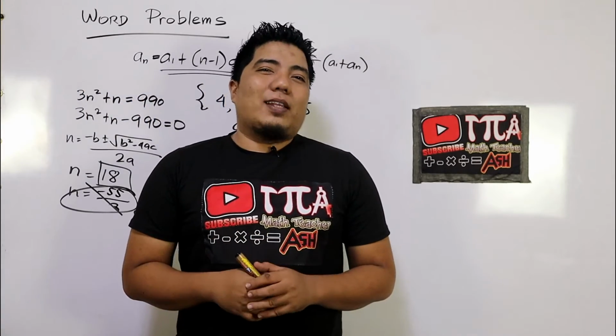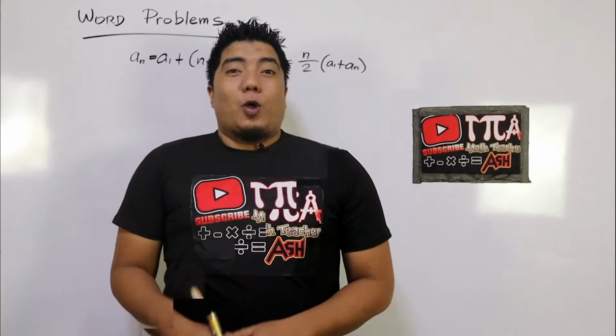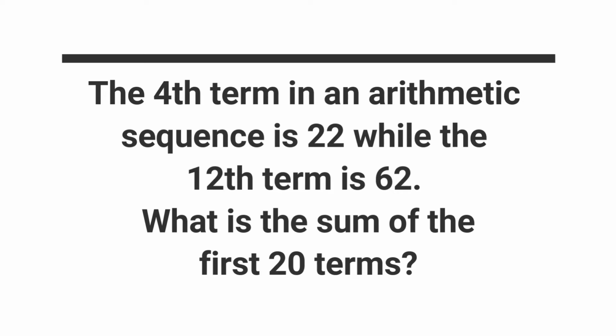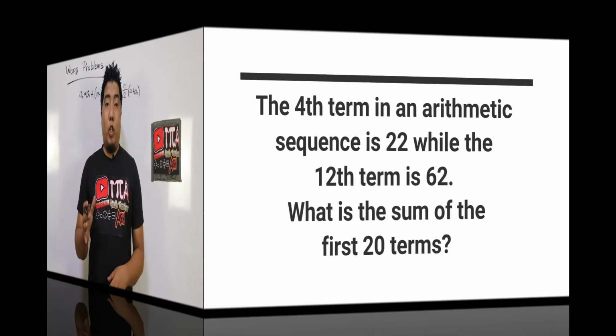Easy, right? Now, let us go to our third problem. Okay, math learners, for our third problem: the fourth term of an arithmetic sequence is 22, while the 12th term is 62. What is the sum of the first 20 terms?